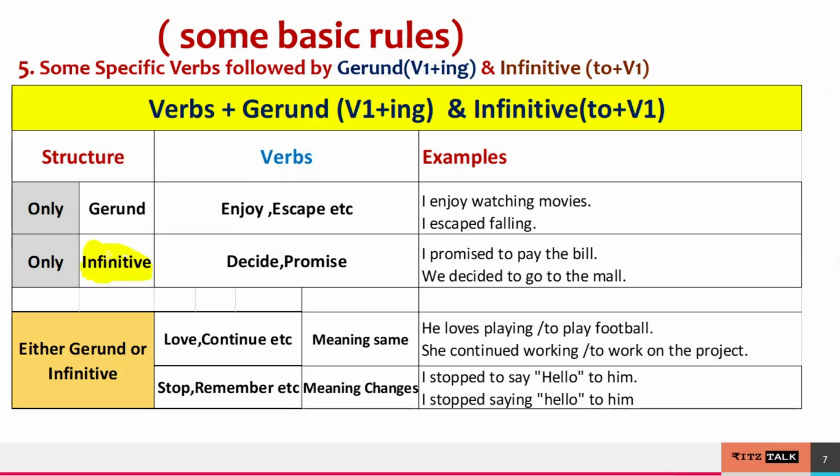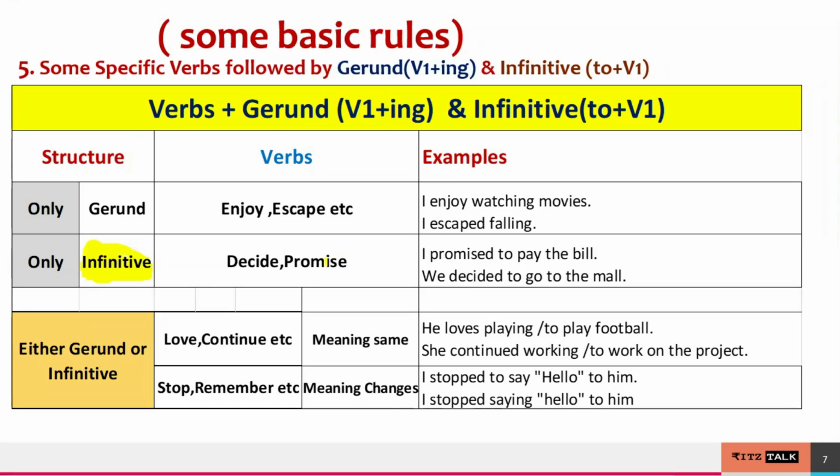Let's see how. If I say, I decided paying the rent, is it correct? No, it's not correct. I decided to pay the rent. I promised to pay the bill. I promised paying the bill is wrong. Some people can say, but that is grammatically wrong. So I promised to pay the bill. We decided to go. We decided to go to the mall. We decided to go to the theater. We decided not to pay the bill.